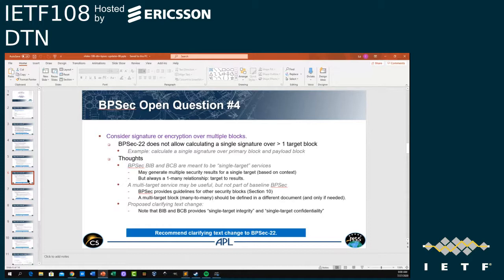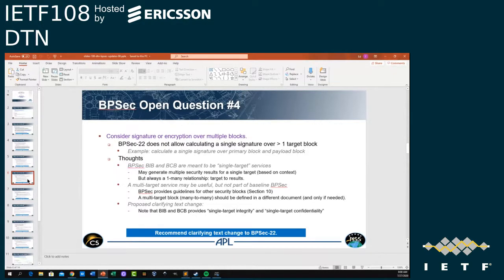The next question that came up, this was a comment as well from the security area director, which was, do you consider a security encryption over multiple blocks? So would you define an integrity block that has a single signature that is calculated over 2, 3, or 4 extension blocks or over the entire bundle itself?